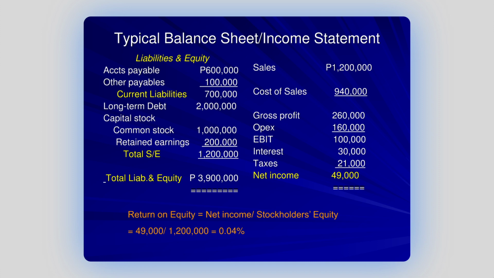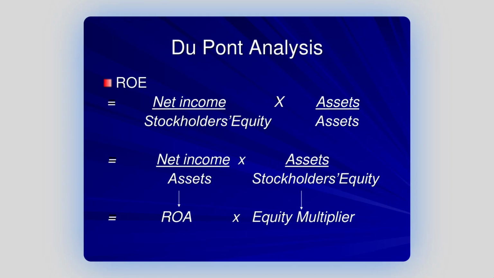ROE, net income divided by your investment. ROA yun, no? And ROE, net income divided by stockholders' equity. Okay? So how do we compute for the DuPont analysis, no? So ROE, net income divided by stockholders' equity times assets and assets. So ROE, class, net income divided by assets, that will be ROA times your assets over stockholders' equity, no? And that would be your equity multiplier.